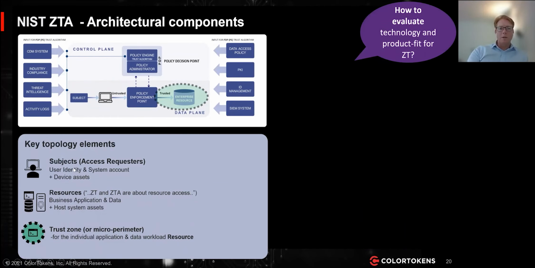So just to summarize, what we have here is the 3 core elements besides the policy enforcement point and the decision point. The 3 core elements are the subject that is requesting access, including the device asset that the subject is using for the request. Then we have the resource, that can be both the business application and its data. And we have the host system that it belongs to. And we have the green circle here that becomes the micro-perimeter or the trust zone.